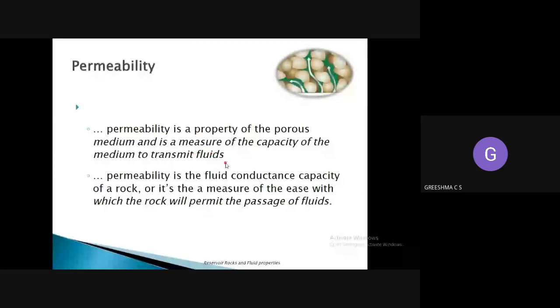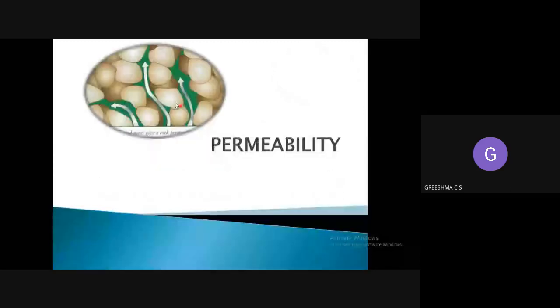See this figure. Different types of rock particles are there, and the void spaces are between them. Some kind of fluid is flowing between them; you can see the fluid flowing. So the capacity of a rock mass to transmit fluids between them is called permeability. Not just water, just fluids. The capacity of the rock mass to let fluids pass, we are calling permeability.